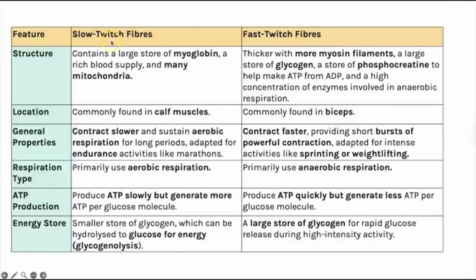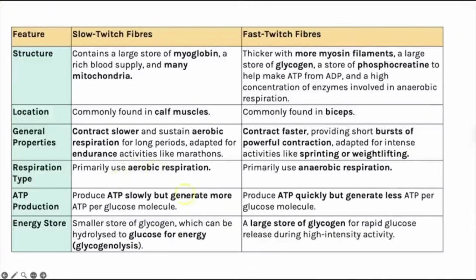General properties: slow twitch contract slower, and they can sustain aerobic respiration for longer periods. So these muscles are used in endurance activities like marathons. Fast twitch contract faster and provide short bursts of powerful contraction for things like sprinting or weightlifting.